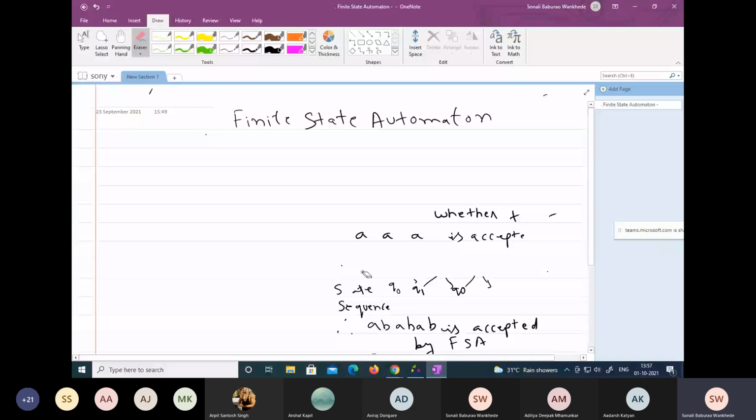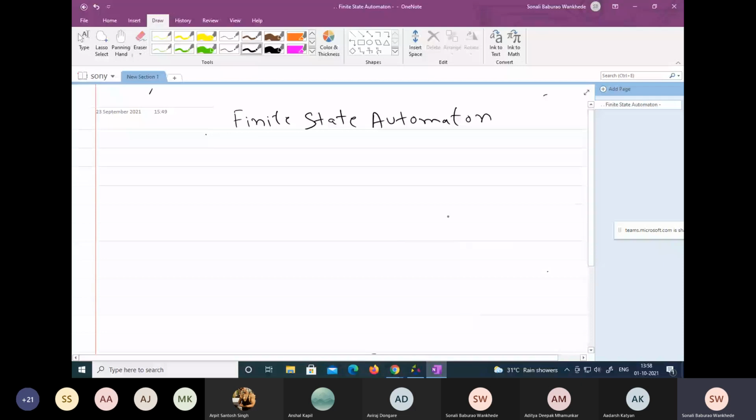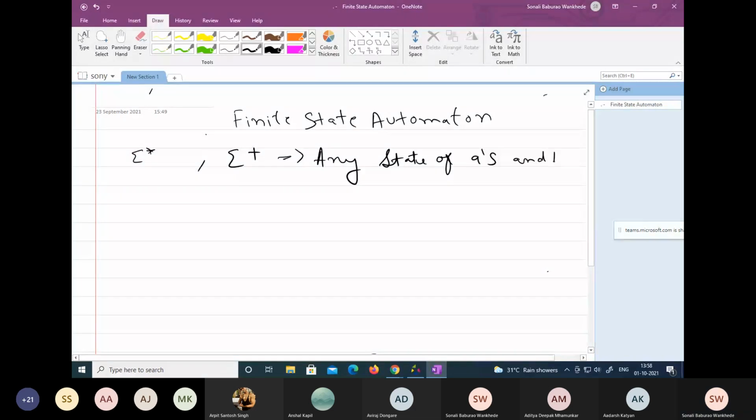Okay. Now next is what? We had done with this sigma star, right? Sigma star means it contains all the strings of A's and B's that are accepted. Then can we say that a particular machine or a particular value is accepted? Now similarly, we can have sigma plus. This sigma plus means any string of A's and B's is accepted, but not epsilon.